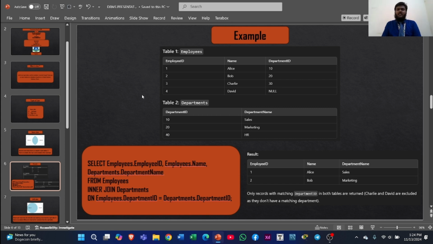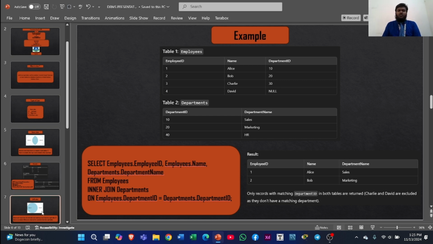If we apply inner join by SQL, we have to write: select employees.employee_ID, employees.name, department.department_name from employees inner join department on employees.department_ID = department.department_ID. Now the result is here: only records with matching department ID in both tables are returned. Charlie and David are excluded as they don't have a matching department.